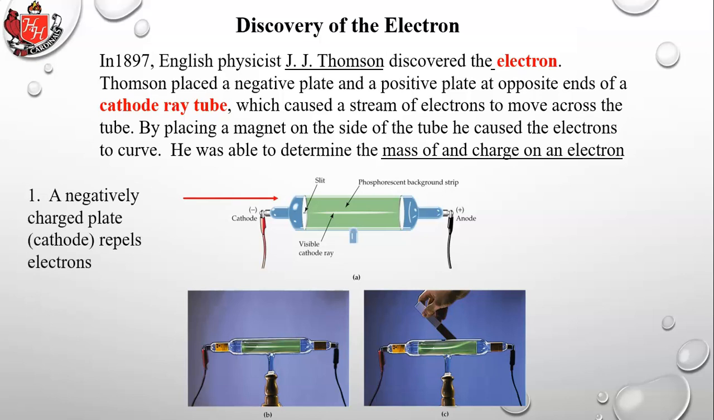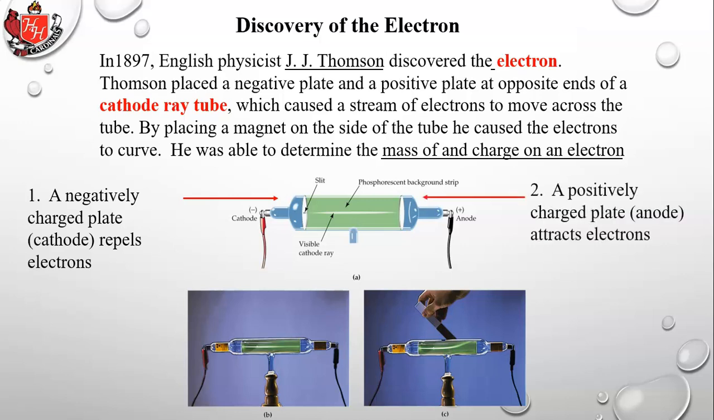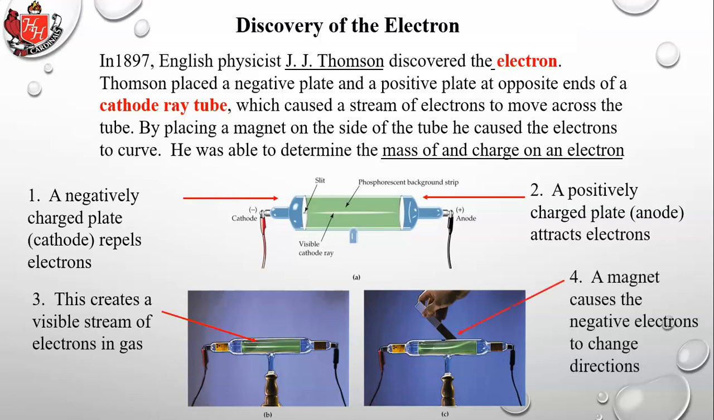So a negatively charged plate, called a cathode, repels the electrons. A positively charged plate, called an anode, attracts the electrons. This creates a visible stream of electrons in gas. And a magnet causes the negative electrons to change directions.